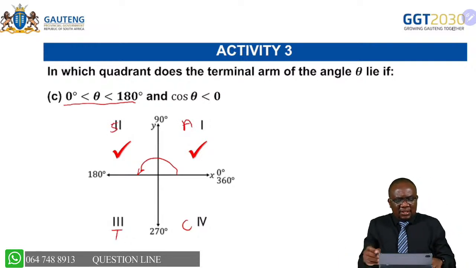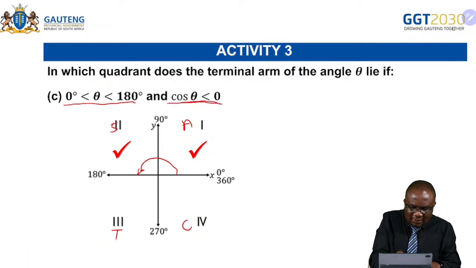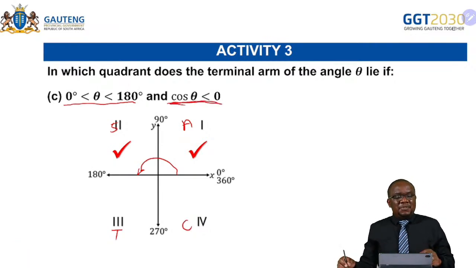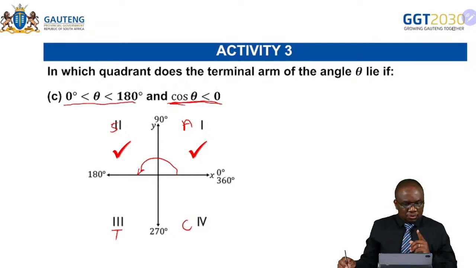Right, and then where is cos theta negative? Cos theta negative, because less than 0 means negative. Cos theta is negative in quadrant 2 and 3, because cos theta is positive in quadrant 1 and 4. So 2 and 3, that's why cos theta is negative. I tick that. See? Which quadrant is that? Quadrant 2.